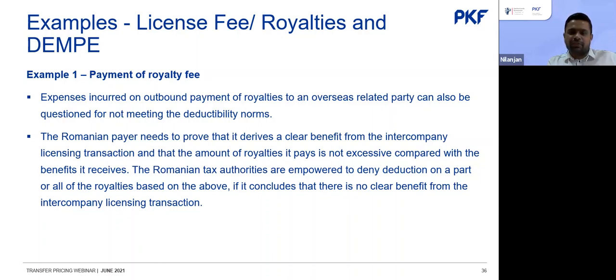benefit that it receives. If the Romanian authorities feel that there's no clear benefit from the intercompany licensing transaction, and if you're not able to clearly demonstrate the benefit in your transfer pricing report, they can disallow payment of royalties from, for example, a Romanian sub to a Netherlands parent.